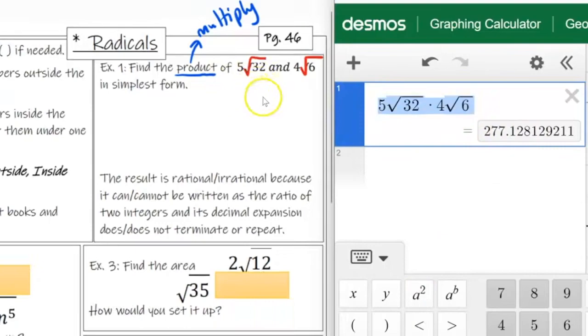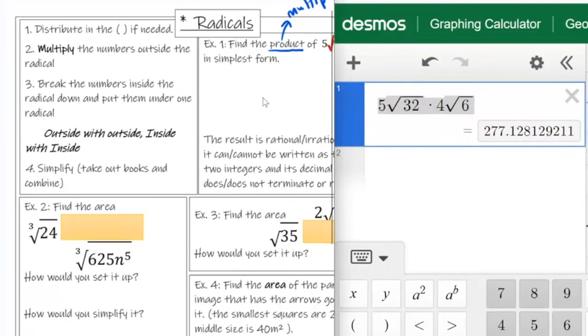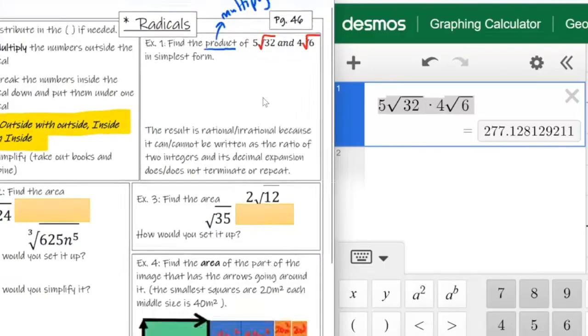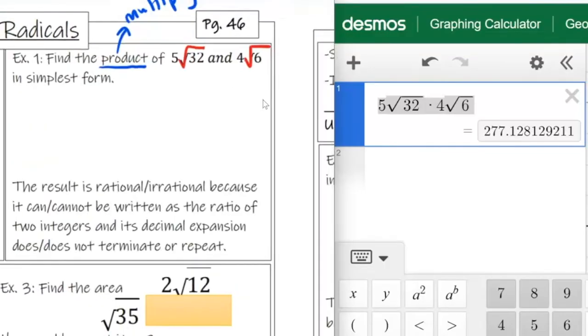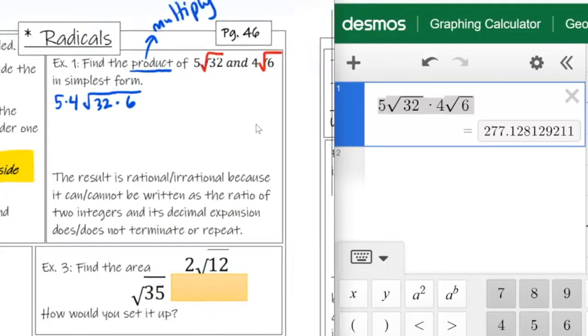There's nothing different from the previous video. The new thing that you just have to keep track of, it says outside with outside, inside with inside. So let's go ahead and do that. What are the numbers outside of your radical, outside of your house? 5 and 4. So you're going to put those together through multiplication. Then you have inside with inside. So what are your numbers inside? You have 32 times 6. And that's the only new thing.